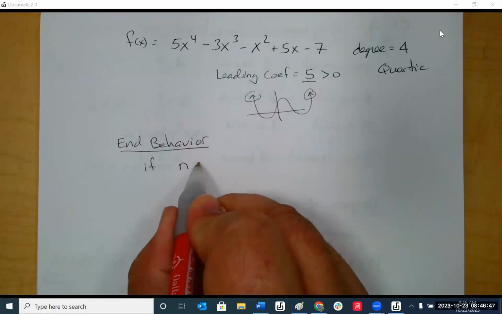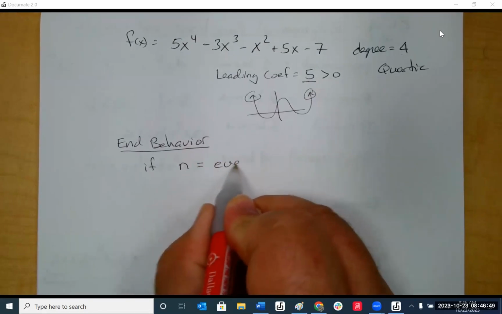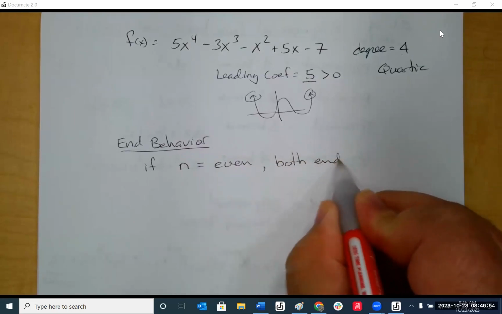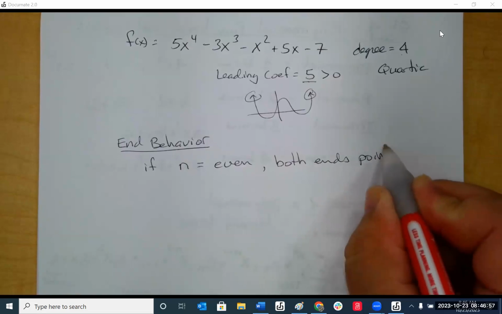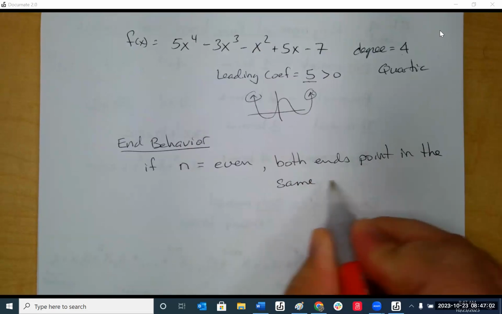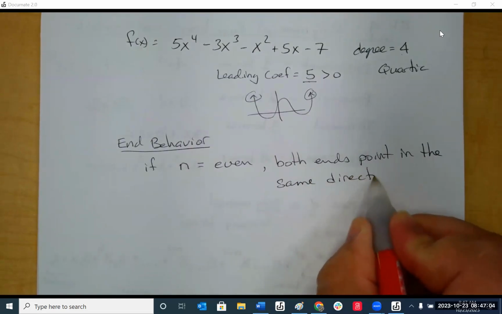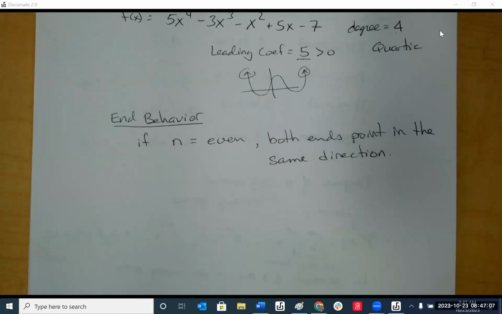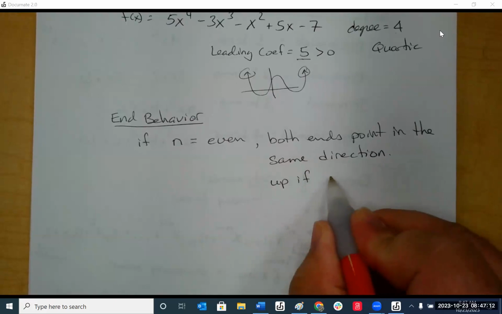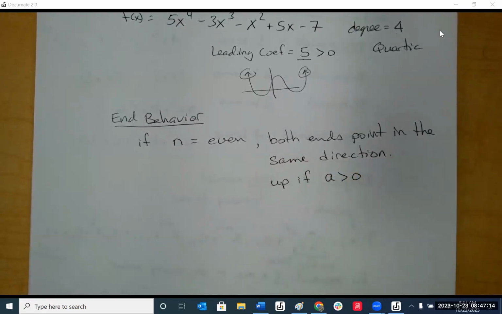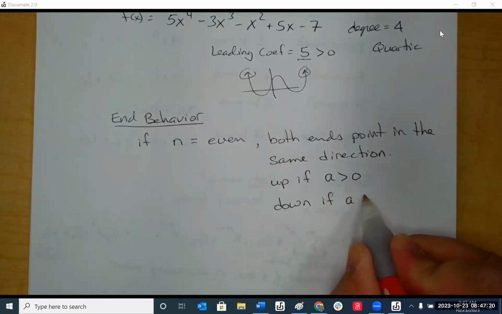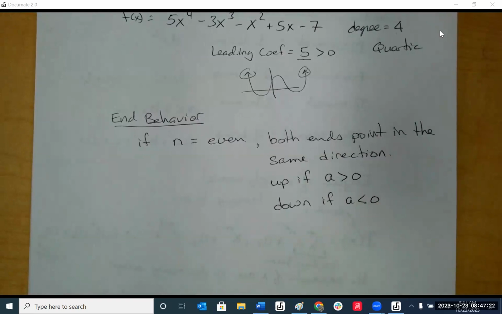If n is even, both ends point in the same direction. Up, if your leading coefficient is positive. Down, if the leading coefficient is negative.